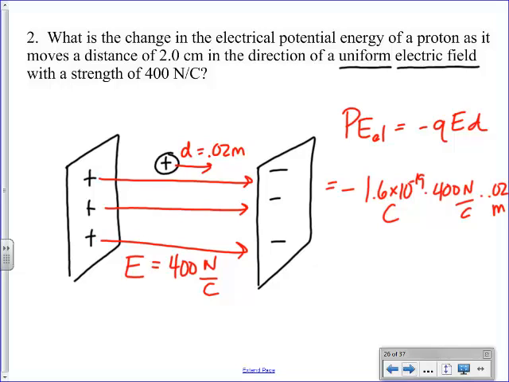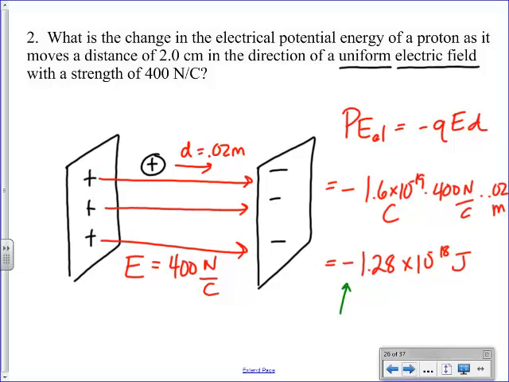A couple of things I want you to notice here. Maybe I'll calculate the number first and then we'll talk about it. We've got negative 1.28 times 10 to the negative 18th joules. Several things I want you to notice. First of all, the formula made a value that is negative. And again, that should make sense. If we're letting the proton go the way it wants to go, it's going to be losing potential energy.